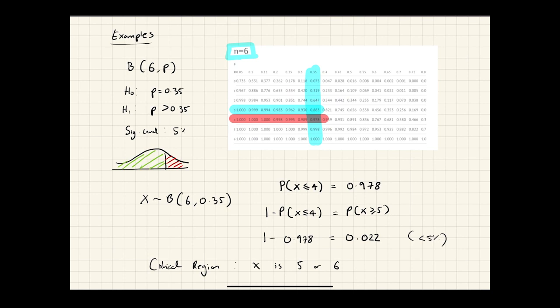And then someone might ask you, what is the actual significance level of this test? Well, the actual significance level of this test is just going to be that, which is going to be 2.2%. And that's all there is to it in the one-tailed test when it's the upper tail on that hand side.